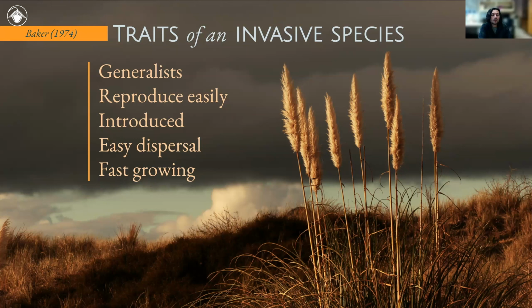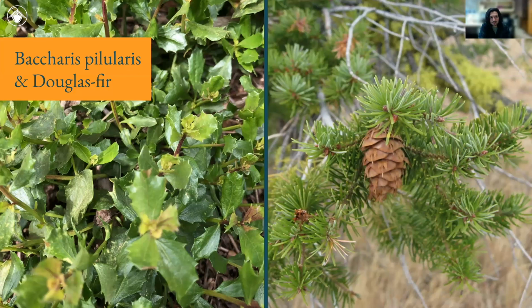An example that comes to mind for me, to go back to that slide that showed succession, is Douglas-fir, and also a plant that grows along the coast that I study, which is Baccharis pilularis. Both of these plants are wonderful species. I enjoy each of them. They have a lot of great habitat benefits.